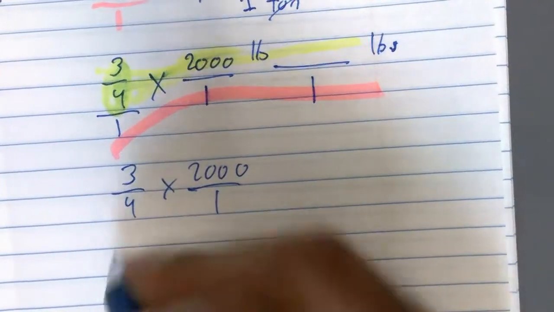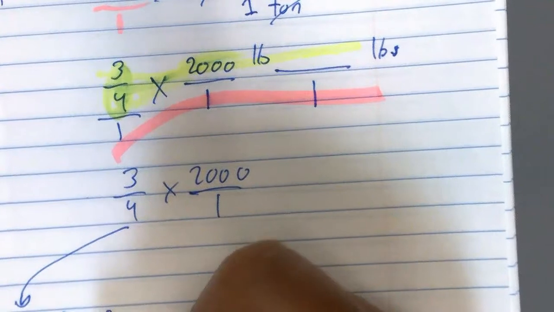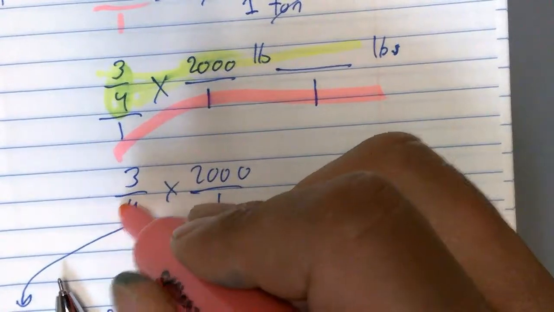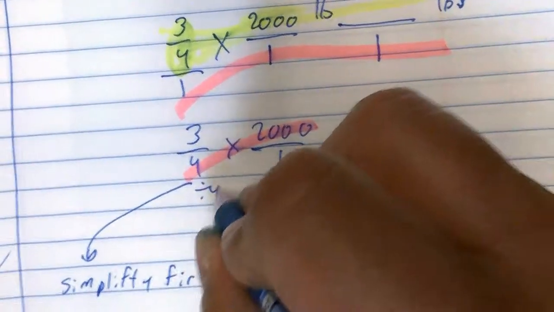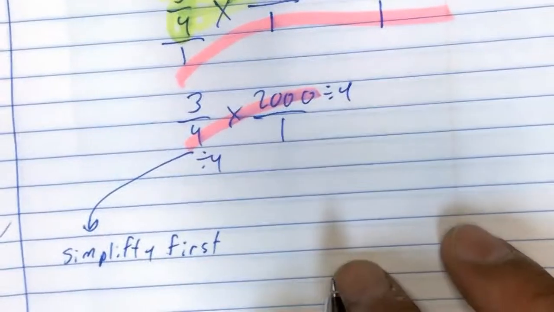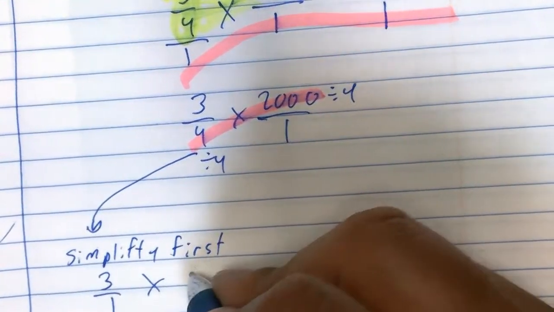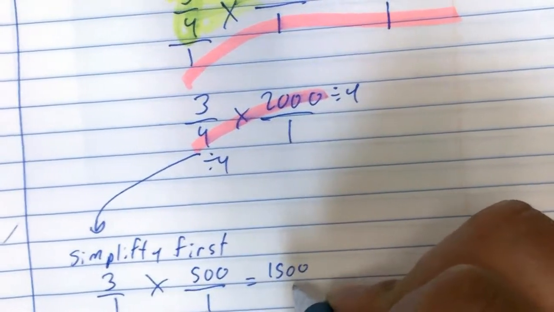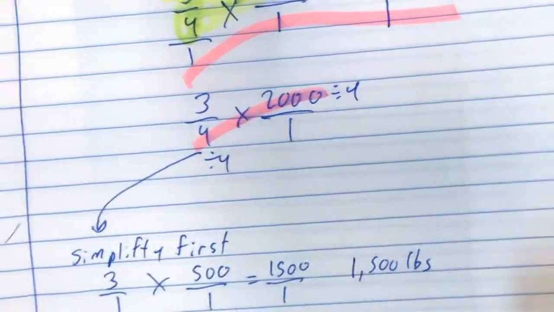So I'm going to go ahead and do it both ways. Simplify first and see what happens. The 4 and the 2,000, I know they have a common factor of 4. How do I know that? Because I've done this enough times with my times tables that you just pick it up. You can divide this by 4, divide this by 4. You get 3 over 1 times 500 over 1. You get 1,500 over 1, 1,500 pounds. That's if you simplify first.